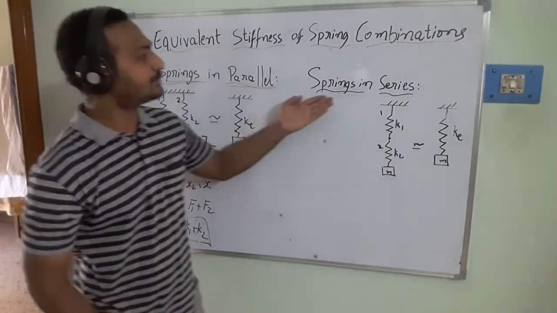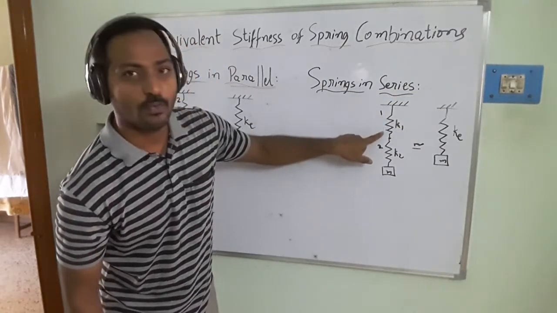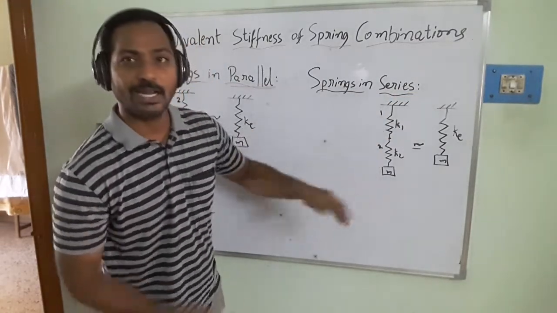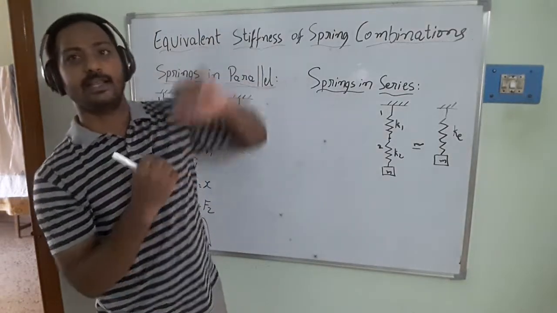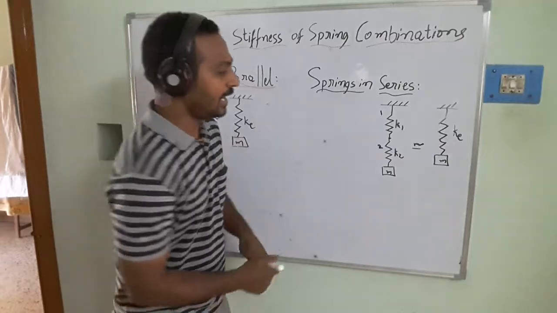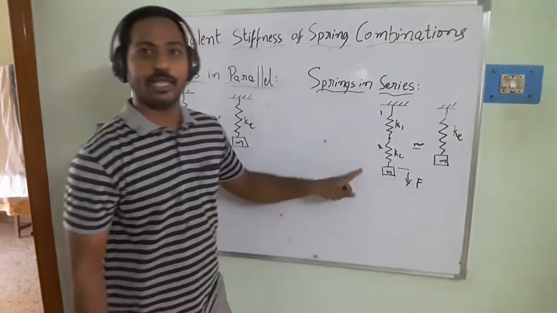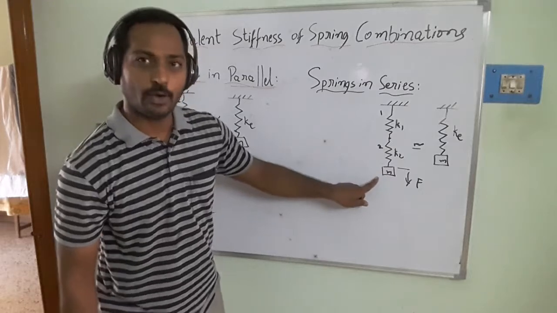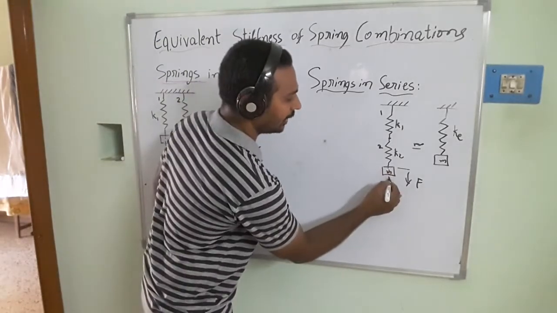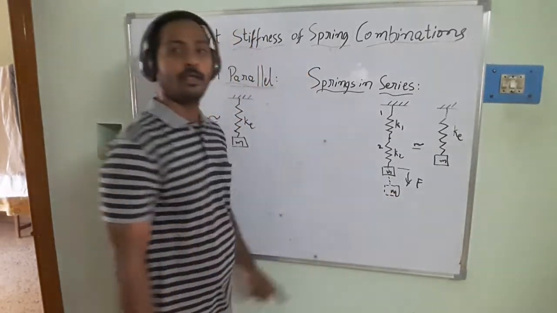When it comes to the springs in series condition, we can observe here this is spring 1 and this is spring 2. They are connected one after the other in a series connection. So then how are we going to define it? In this case, what will happen? We apply a force on the system. That is going to be the force F applied on this one. Then, as we know, it starts elongating and deflecting to another position. That is going to be the mass.